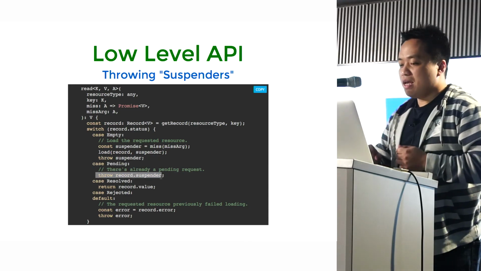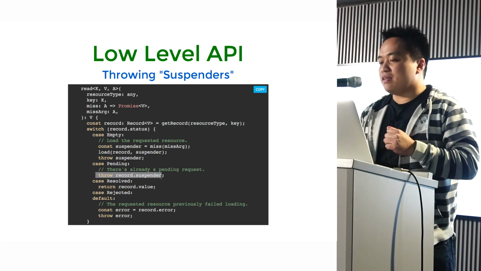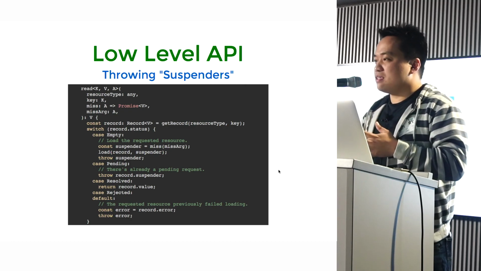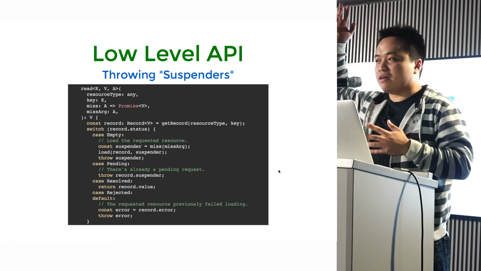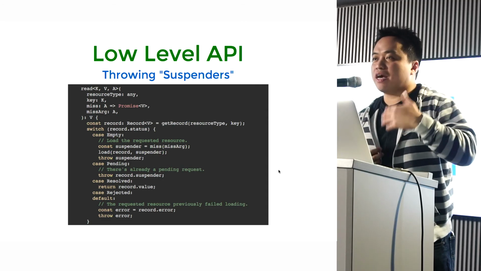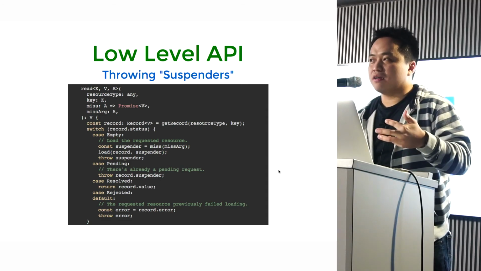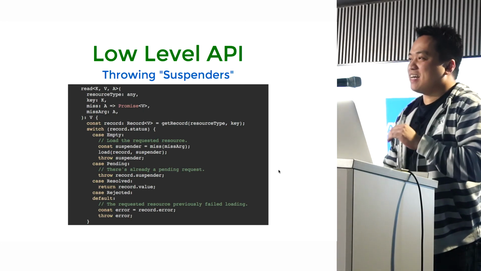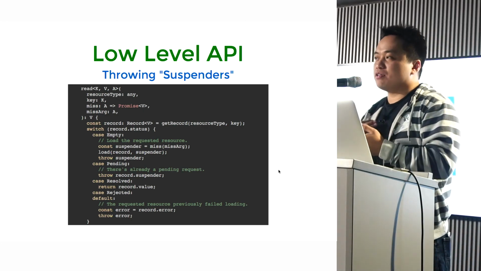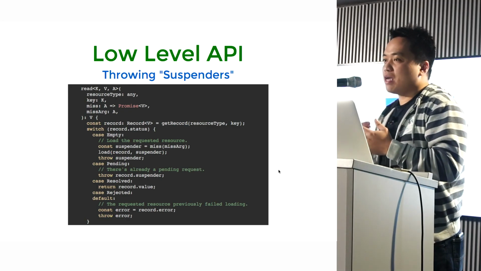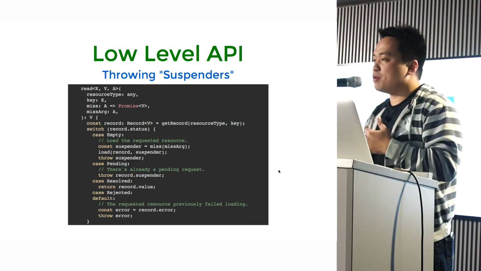Suspenders, which are promises. You're essentially abusing the fact that throws go back up the call stack, and even though your function has not actually errored, you're throwing an error. Does that make sense? No, good. So that's the crazy bit. You might also hear about this termed as algebraic effects. The better way to think about this is resumable exceptions.